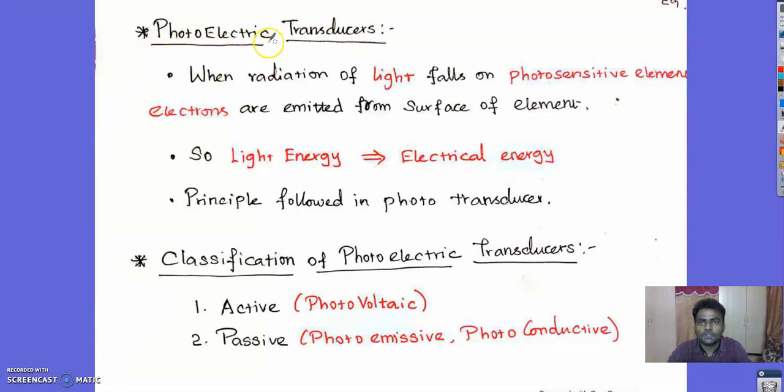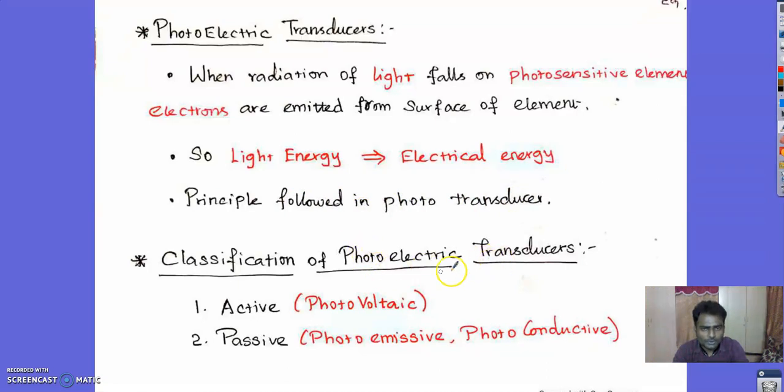And the next topic is the photoelectric transducer. We have seen many types of photoelectric transducers in our daily life. Even solar energy is obtained with the help of this type of photoelectric transducer. When radiation of light falls on a photosensitive element, that is, when light energy is given to the photosensitive element, it will emit electrons. Electrons are emitted from the surface of that element. So light energy is converted into electrical energy. This is the principle followed in the phototransducer.